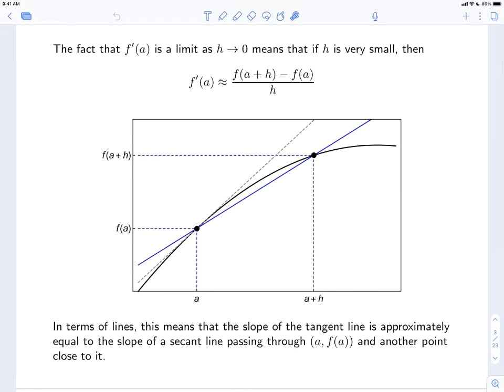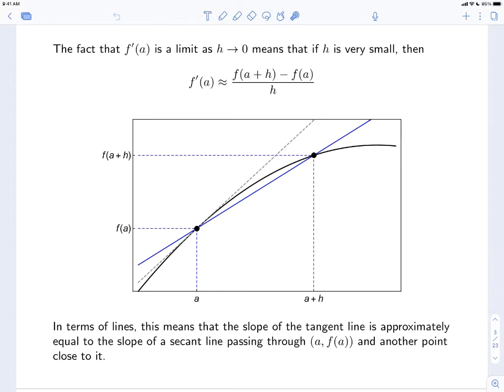The fact that f prime of a, the derivative of f at a, is a limit as h goes to 0 means that if h is very small, then the value of f prime of a is approximately equal to the difference quotient for that value of h, f at a plus h minus f at a divided by h. That's if h is very small. In terms of lines, this means that the slope of the tangent line is approximately equal to the slope of a secant line passing through a point a comma f at a and another point which is nearby.